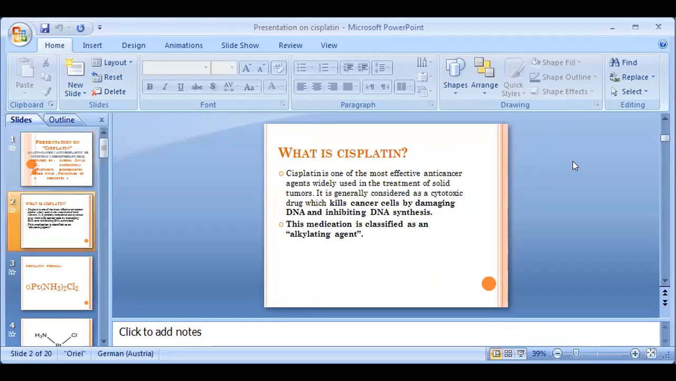Cisplatin is one of the most effective anti-cancer agents widely used in the treatment of solid tumors. It is generally considered a cytotoxic drug which kills cancer cells by damaging DNA and inhibiting DNA synthesis. This medication is classified as an alkylating agent.